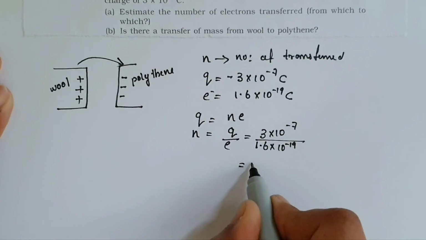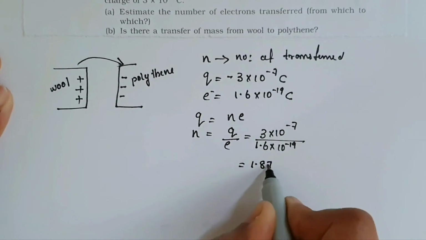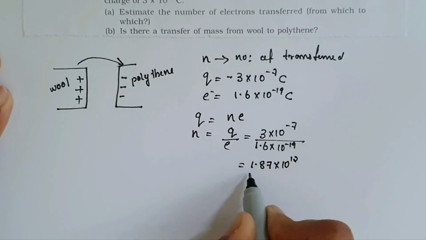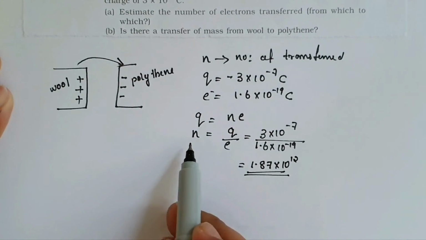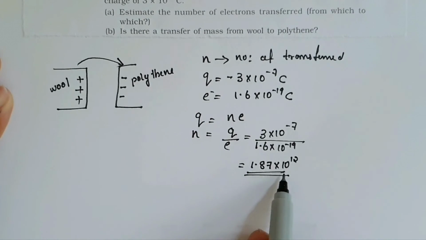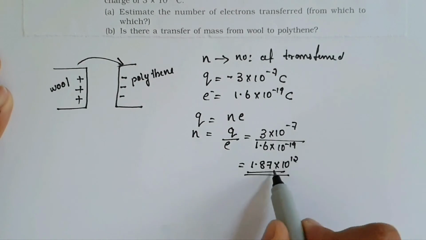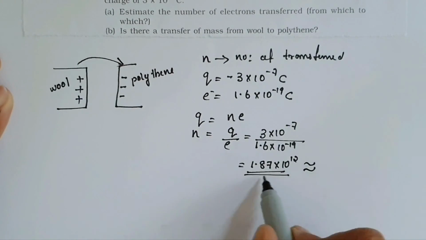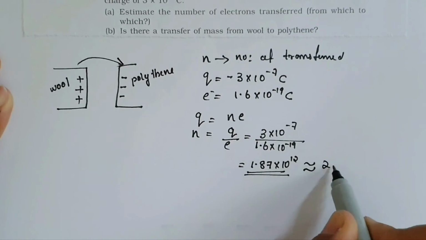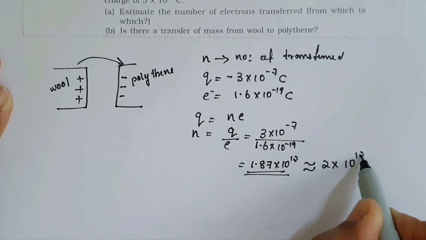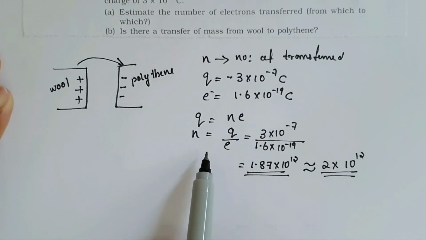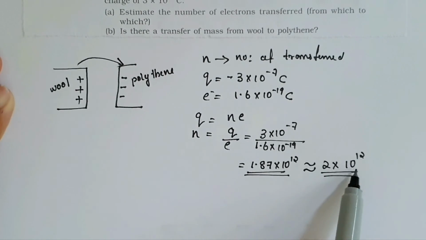This is equal to 1.87 into 10 raised to 12. So number of electrons transferred is 1.87 into 10 raised to 12. We know that n should always be an integral value. So we can approximate this value as 2 into 10 raised to 12. So the number of electrons transferred is 2 into 10 raised to 12.